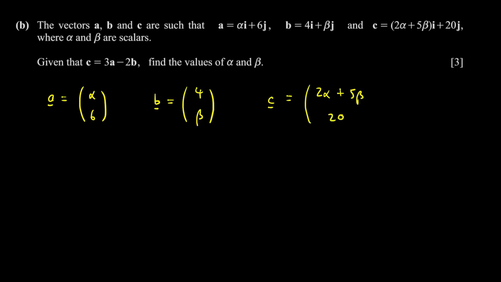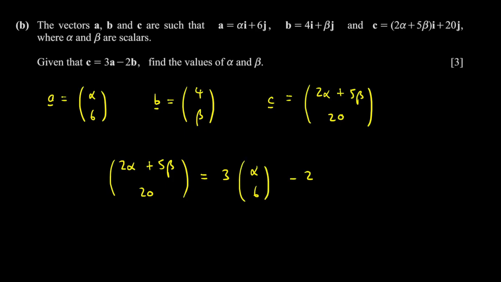And what are we told? We are told that c is equal to 3a minus 2b. So I'm going to write that out now in full. Here we've got c, so we've got (2 alpha plus 5 beta, 20) is equal to 3 lots of a, so 3 lots of the vector (alpha, 6), minus 2 lots of the vector (4, beta).